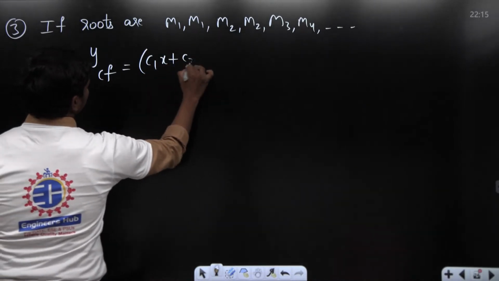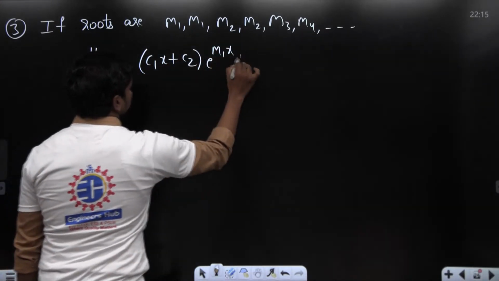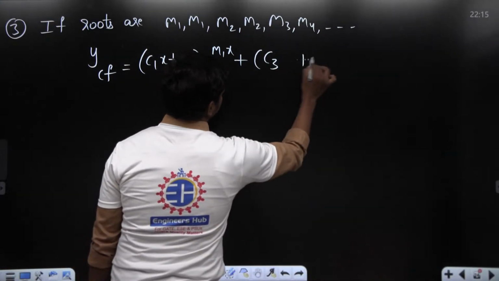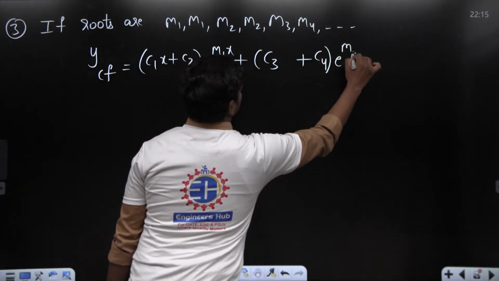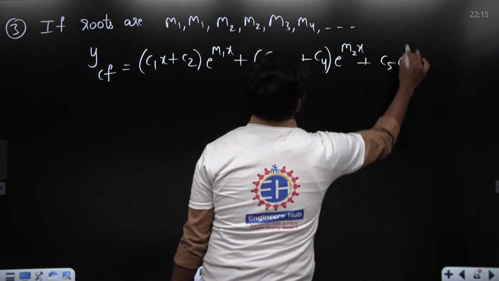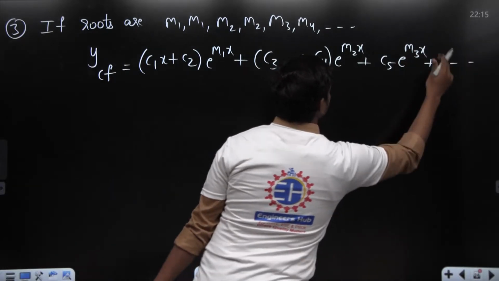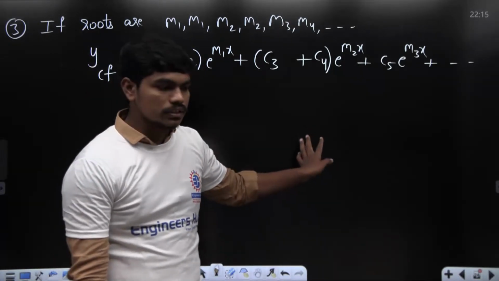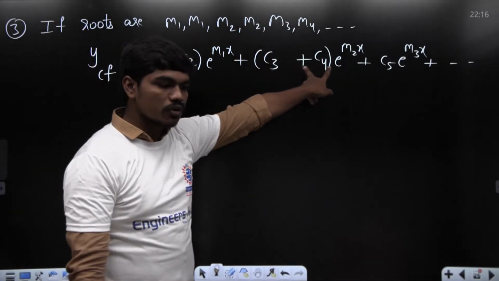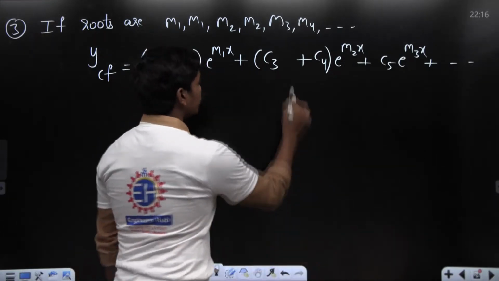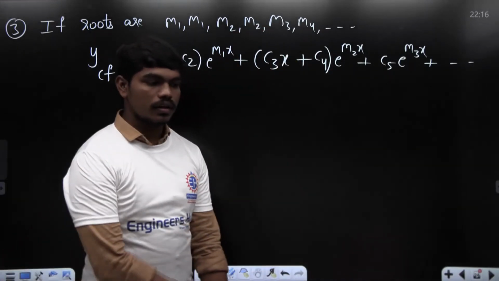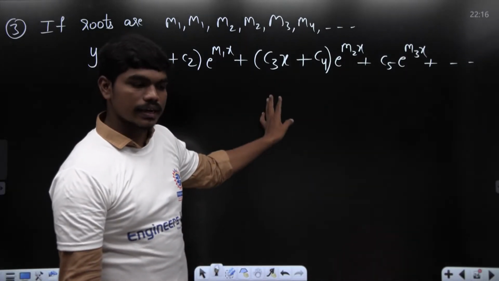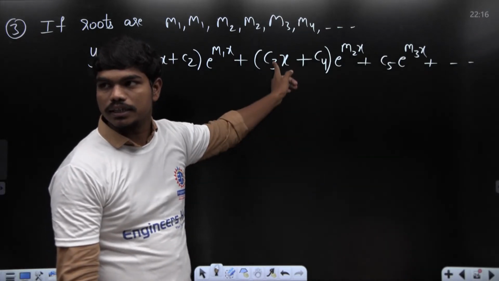C1x plus C2 into e power m1x plus C3 plus C4 e power m2x plus C5 e power m3x and so on. Of course, C6 into e power m4x and all. Is this equation correct? Can I write this as the complementary function? Since we are getting m2 two times, can I write a sum of two constants? No, it's not correct because we have one x here. Correct? Now this is completely correct. C3 into, we should have 1x similar to this m1.